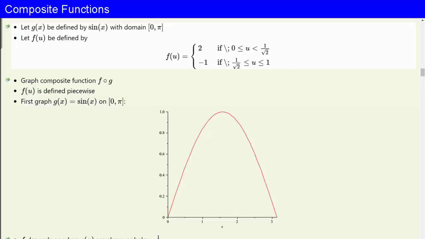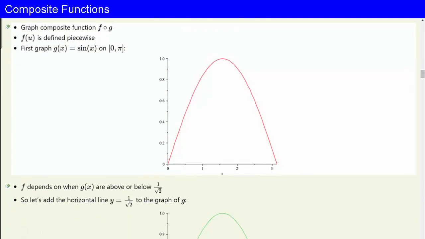Let g of x be defined by sine x with domain the closed interval 0, pi. Let f of u be defined as: f of u is 2 for u between 0 and 1 over root 2, and f of u is minus 1 for u between 1 over root 2 and 1. Our task is to graph the composite function f composition g.